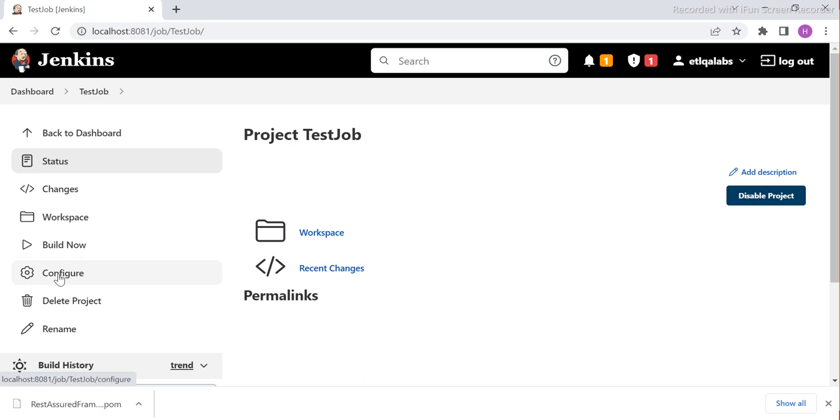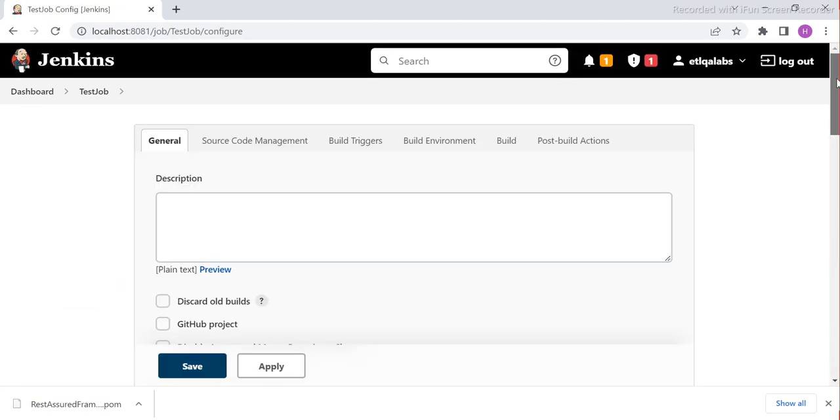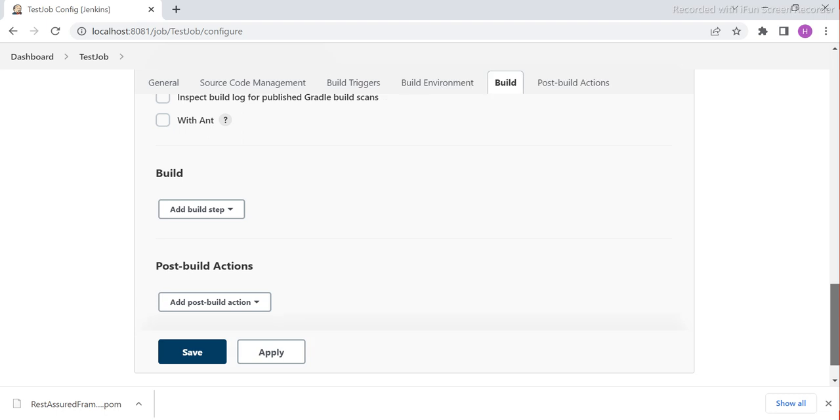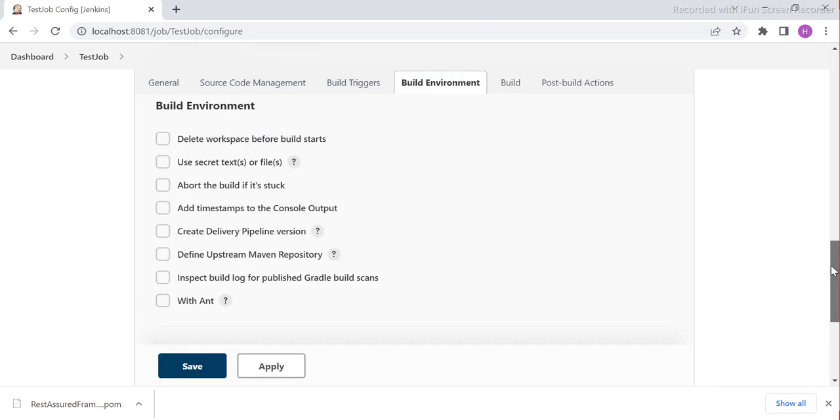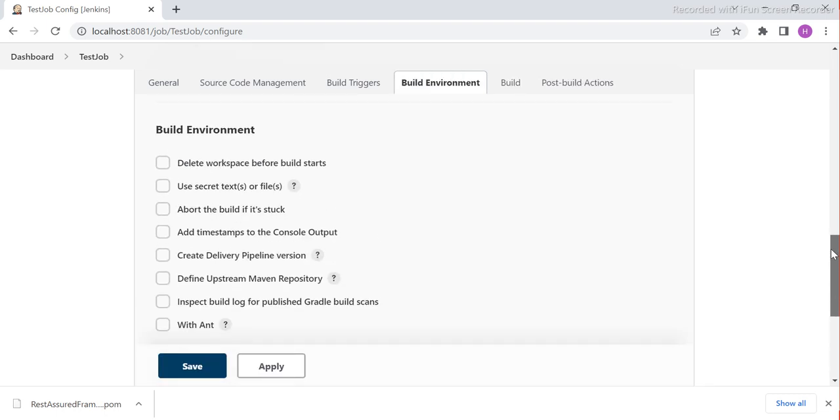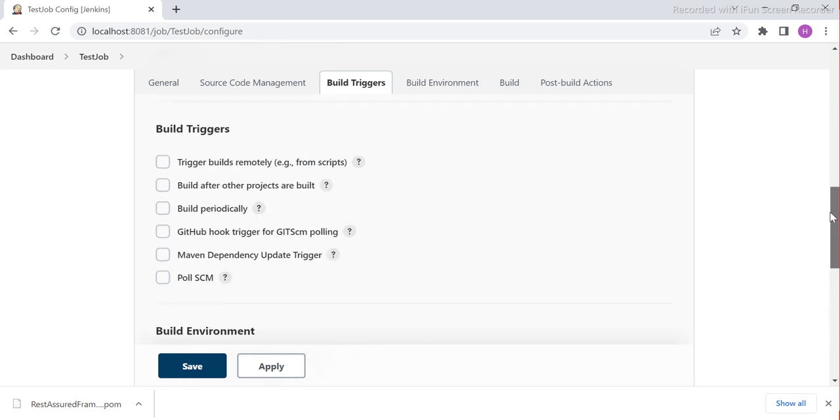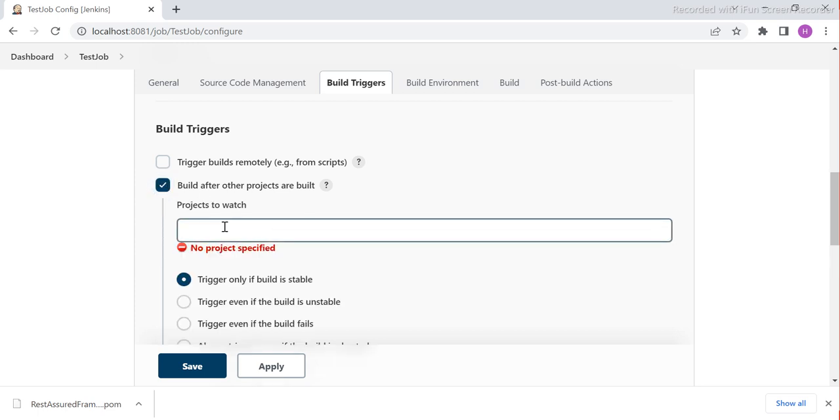Now I will go to configure so that I can edit the configuration, guys. Trigger: build after other projects are built. I will say build. So it says that this particular job should only trigger when my build job is successful.